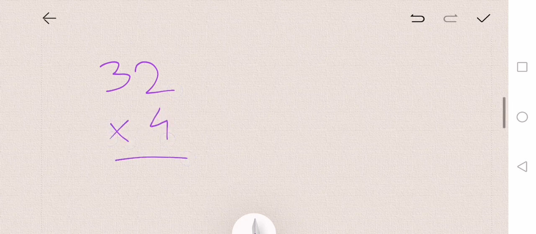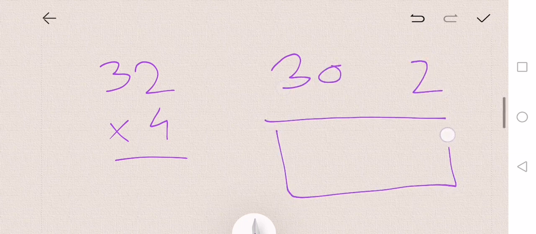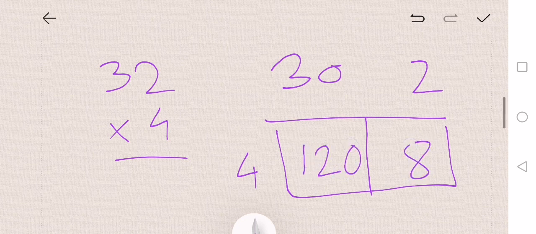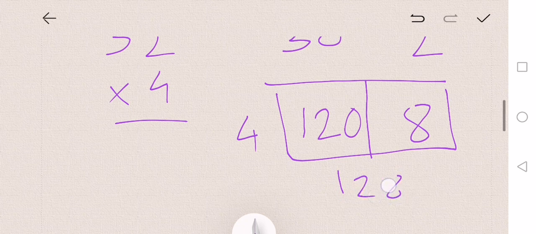So now let's do one more. If I say 32 times 4, how are we going to do it? 30 and 2. Make a box. It's only one number, so I don't need anything over here. Then I can put the 4 here. 4 times 30 is 120, and 4 times 2 is 8. So that means 120 and 8. So 120 plus 8 is 128.